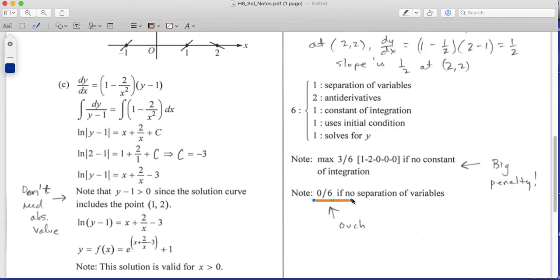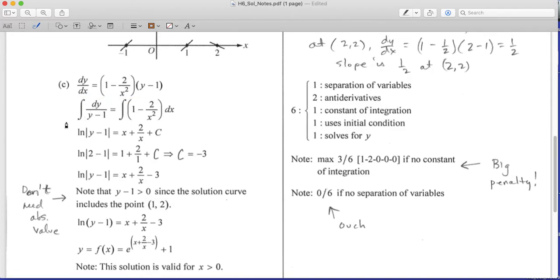Also, if you can't separate the variables, you get penalized greatly. So here's the solution. Here's what they do. There's the differential equation.